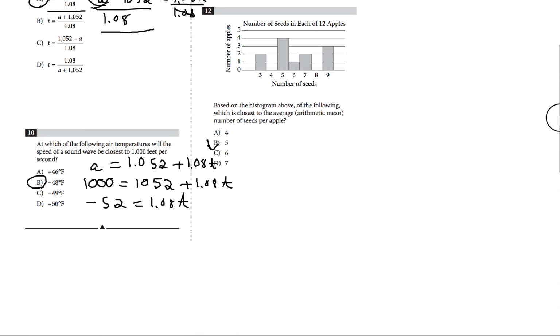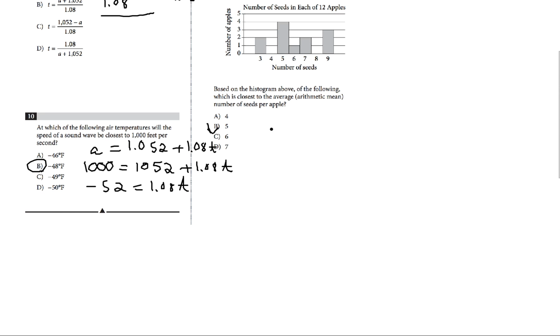All right, the next one: based on the histogram above, which of the following is closest to the average, arithmetic mean, number of seeds per apple? So first of all, you need to figure out how many seeds there are altogether. So I did that. I took 2 apples have 3 seeds. So 2 apples have 3 seeds.